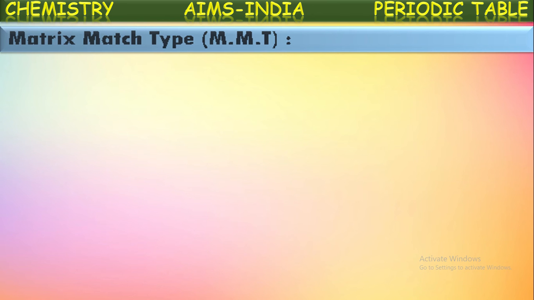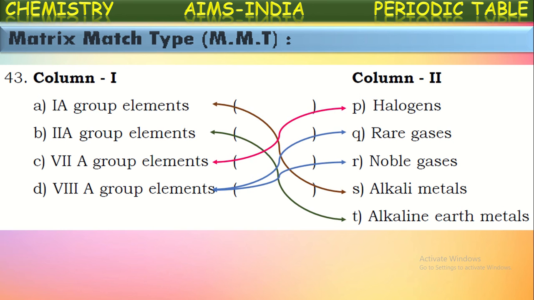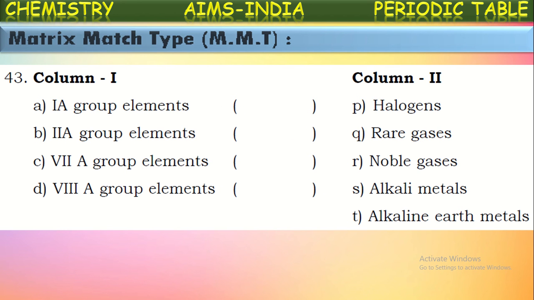Next, let us see matrix matching type questions. Some groups are mentioned in column 1 and their common names or special names are mentioned in column 2. Try to match these here. 1A group elements, what are they called? They are called alkali metals, isn't it? Second A group elements are called alkaline earth metals. Seventh A group elements are called halogens. Meaning of halogens is salt formers. Eighth A group elements are called noble gases or rare gases or aerogens.